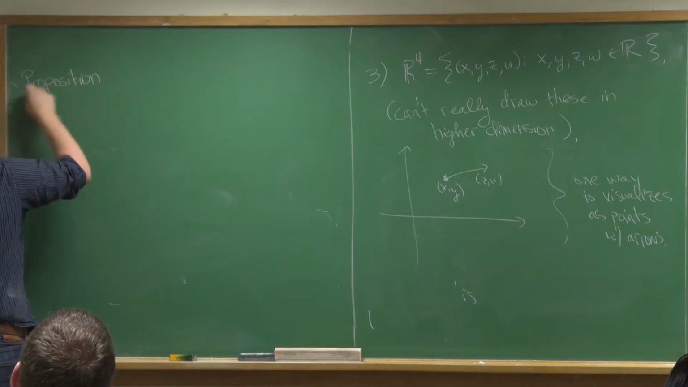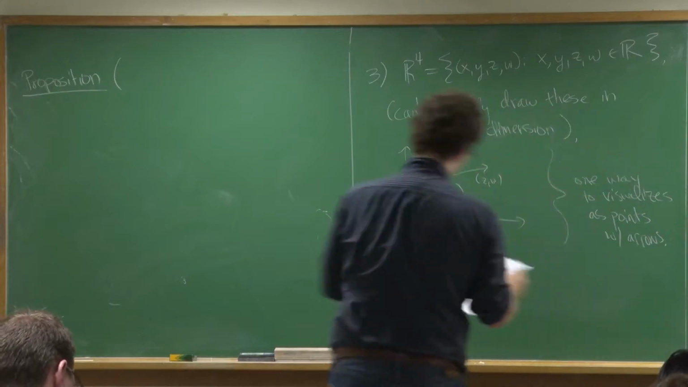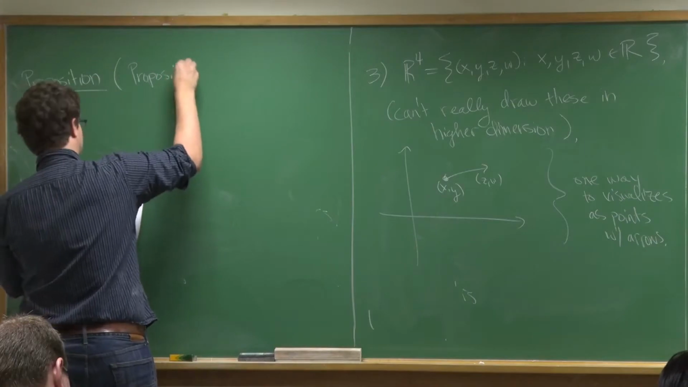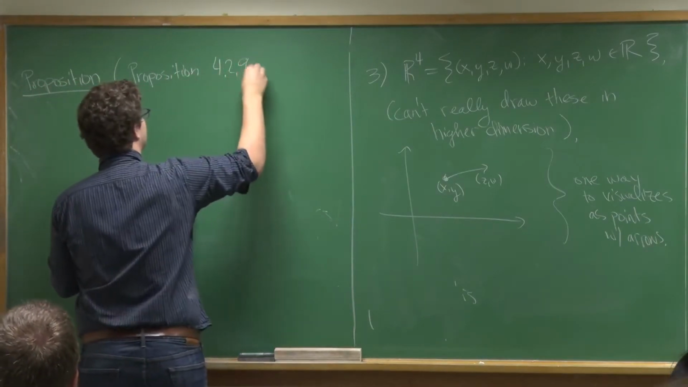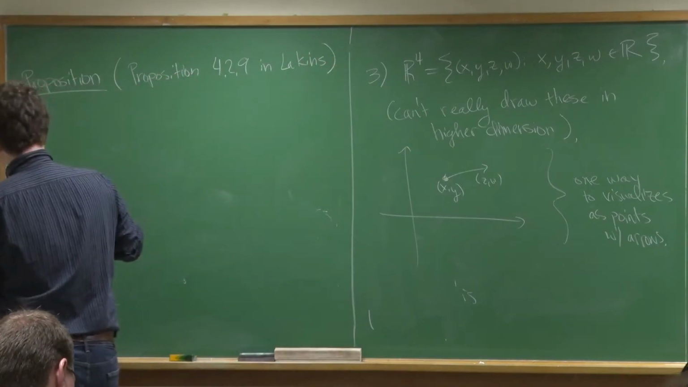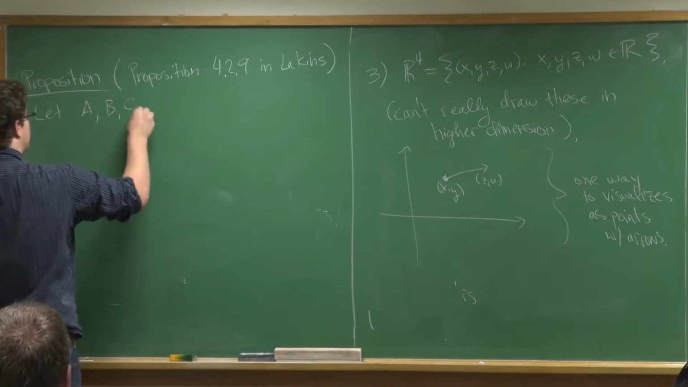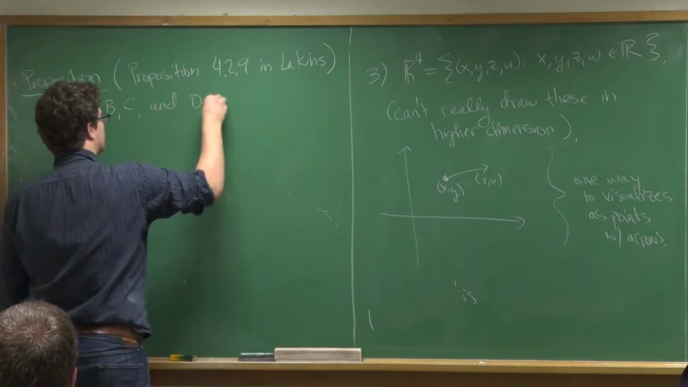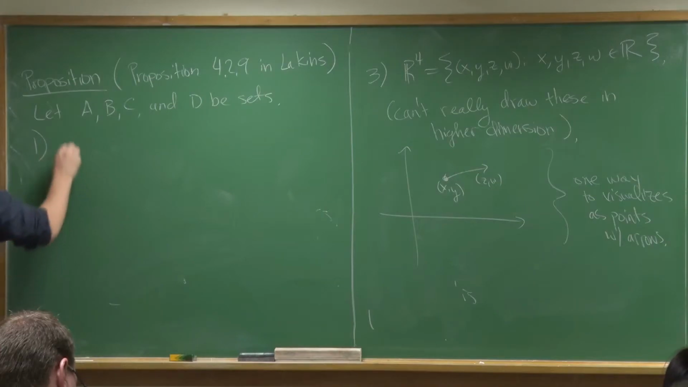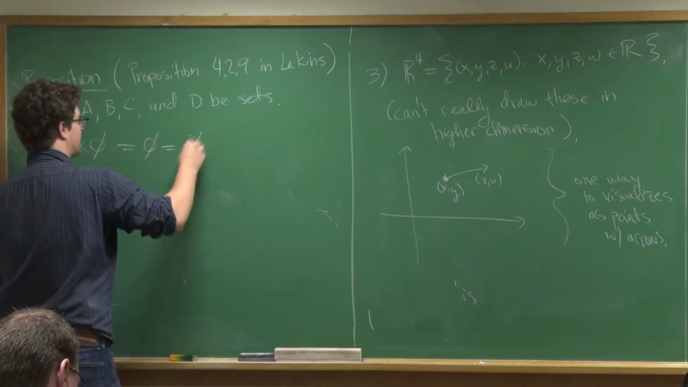And so I think this starts you on your homework, and this is proposition 4.2.9 in the book. Okay, so we'll let A, B, C, and D be sets. I'm going to state some properties. So A cross the empty set is just the empty set, which is the same thing as the empty set cross A.